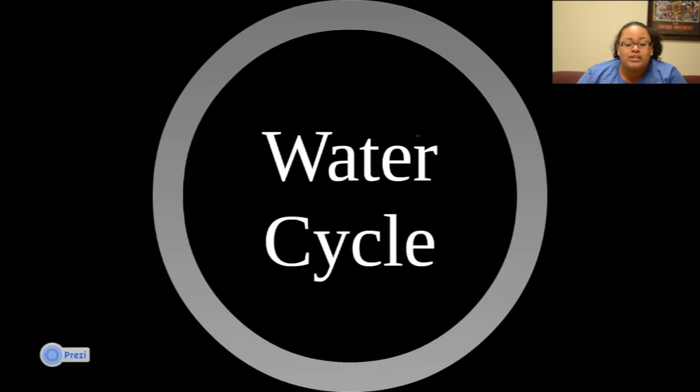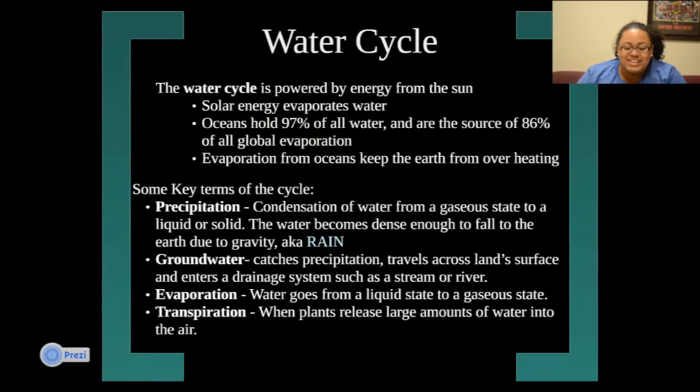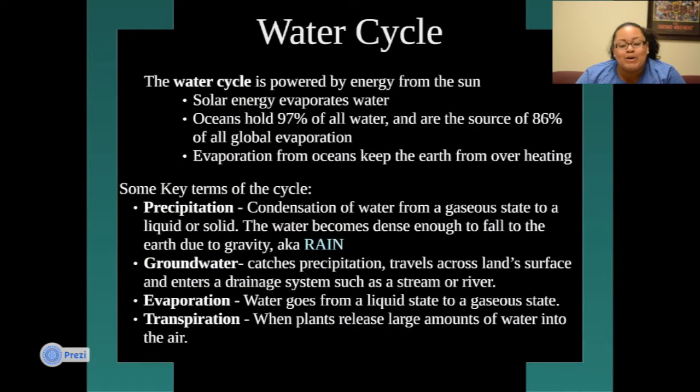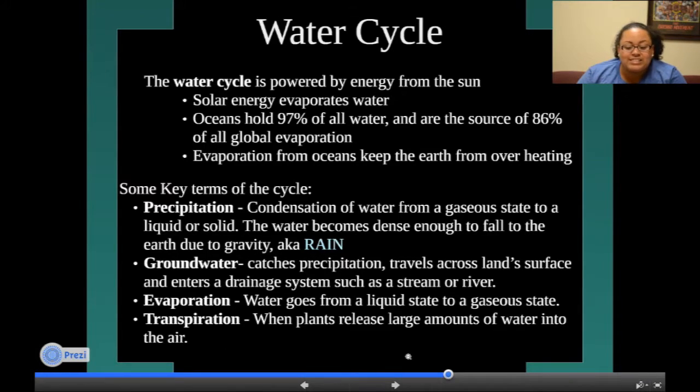Next up is the water cycle, which I believe by now we all basically know. Again, the water cycle is powered by energy from the sun. Solar energy evaporates water, and then it's brought down through precipitation, which is the condensation of water from a gaseous state into a liquid or a solid, either rain or snow.